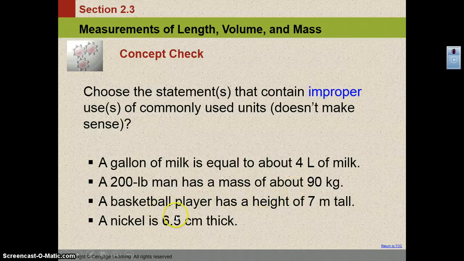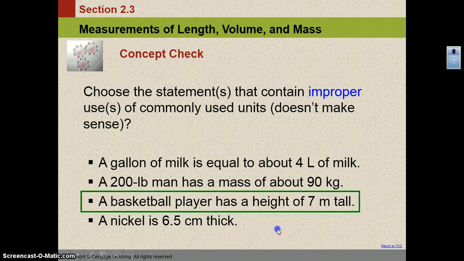How about a basketball player having a height of 7 meters? Now, 7 meters, you can think in your mind about the size of a yard. So 7 yards. Is a basketball player 7 yards tall? Probably not. That's a little unreasonable. A nickel is 6.5 centimeters thick. Is that reasonable? Well, there's 2.54 centimeters in an inch, so every 2.5 centimeters is an inch. 6.5 centimeters is a nickel 2 or 3 inches thick? No. So when we look at these, the last two just do not make sense.